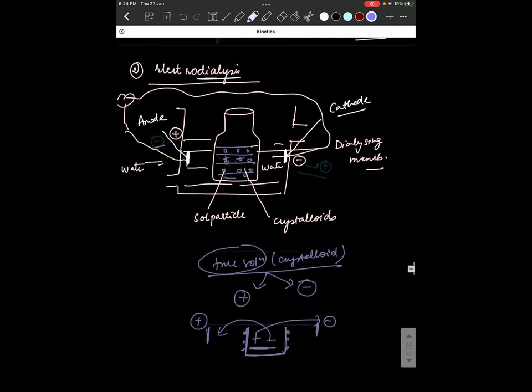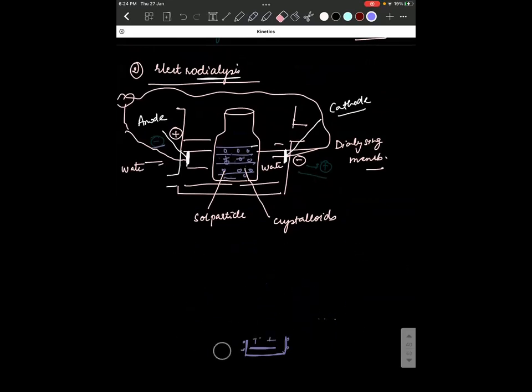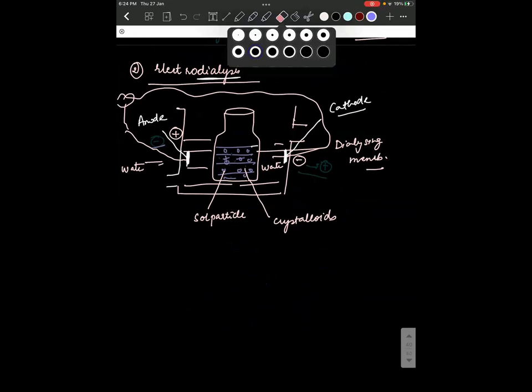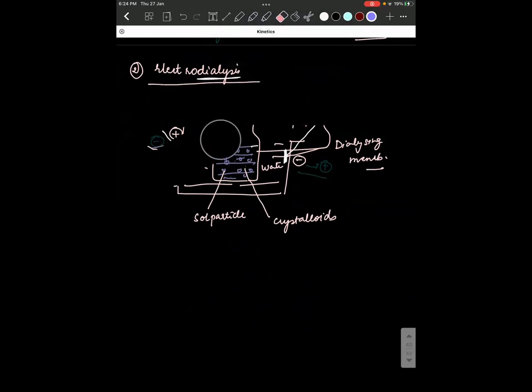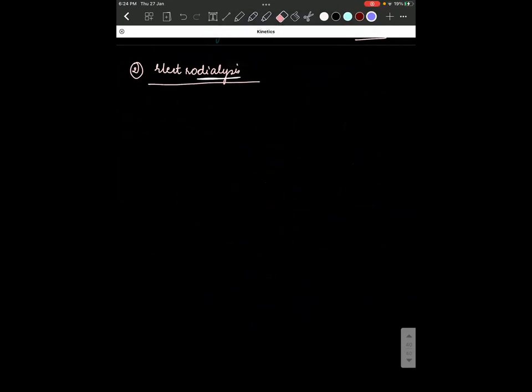Okay, now we can write the theory for this, and we will be drawing a clear diagram. Now here we have a beaker with an inlet, and here we have an outlet. This is the inlet for water, and this will be the outlet for water and crystalloid.